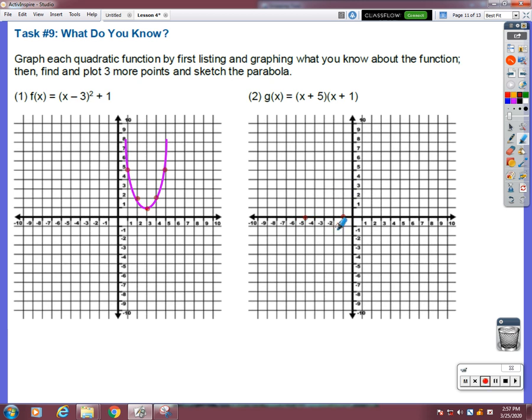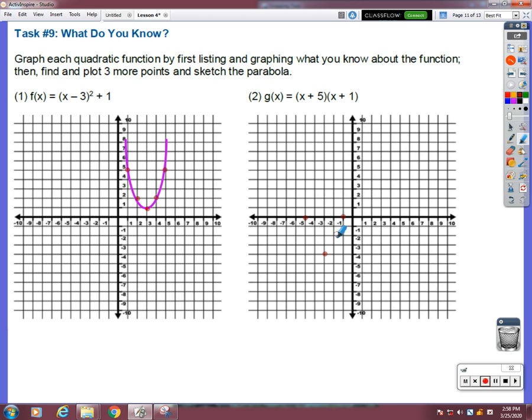So then what I'm going to do is figure out where the vertex is. I know the vertex is going to be right in between those 2 points because it's symmetrical. If I plug -3 into both of these, -3 plus 5 is 2, -3 plus 1 is -2, and 2 times -2 is -4. So that's going to be my vertex, okay?